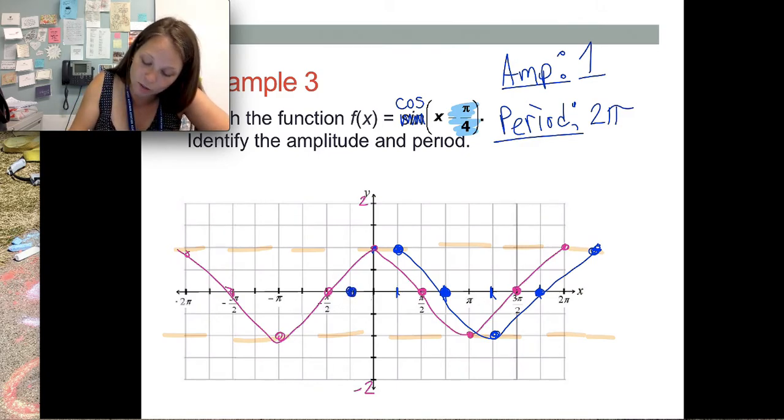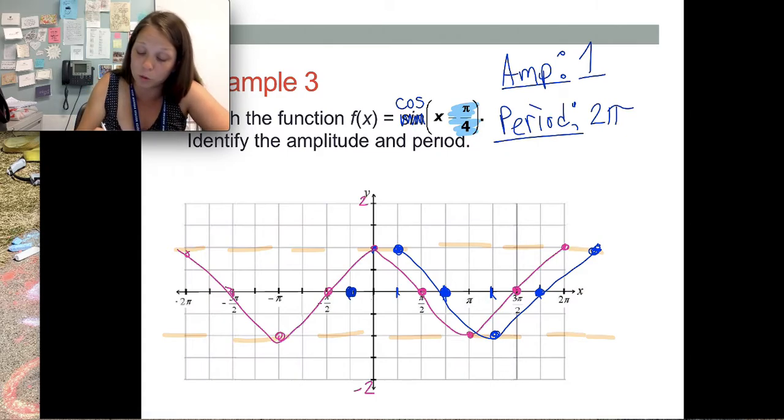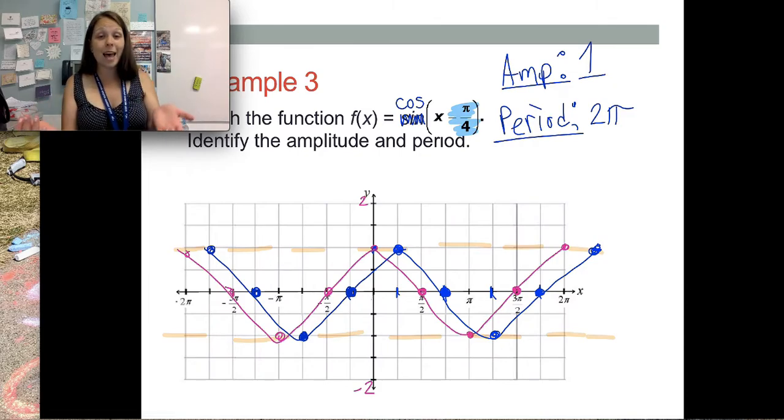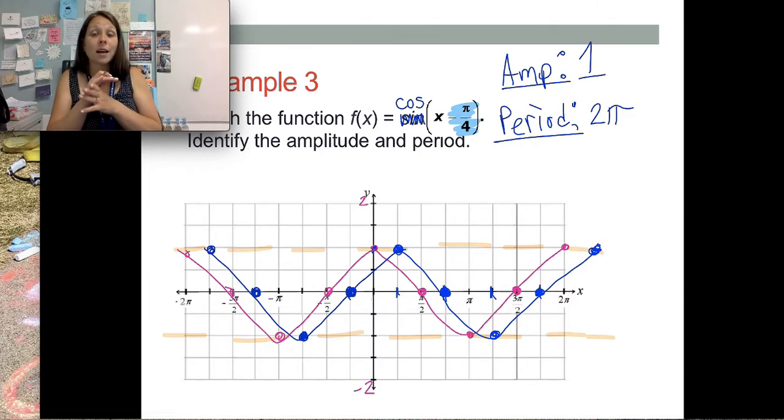The one that was at negative pi over 2, 0 is now going to be at negative pi over 4, 0. The one that was at negative pi, negative 1 is now going to be at negative 3 pi over 4. And we're going to move the one at negative 3 pi over 2 forward and the one at negative 2 pi. There we are. And that is the graph of cosine of x minus pi over 4, where we've taken the whole graph and we have shifted it forward pi over 4 units.